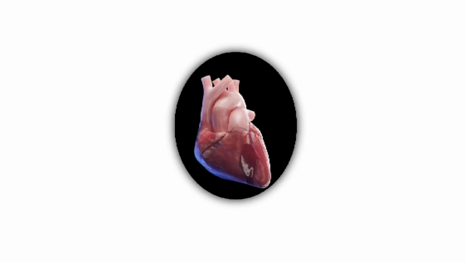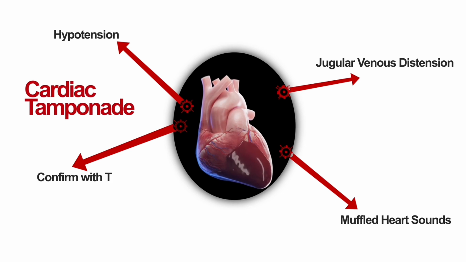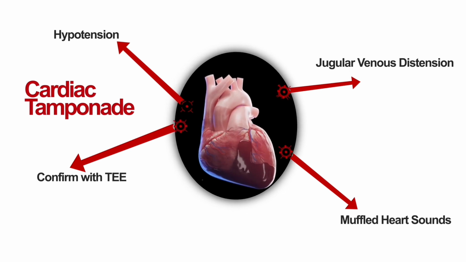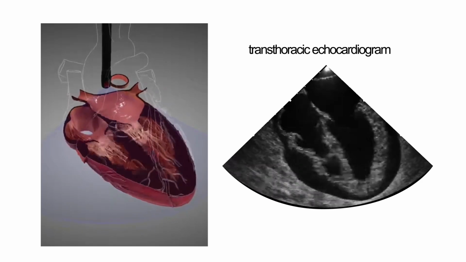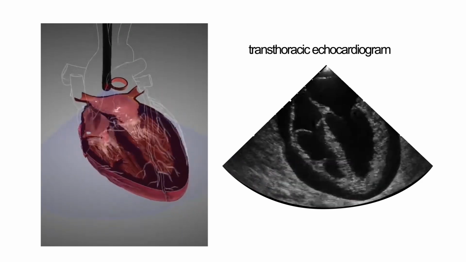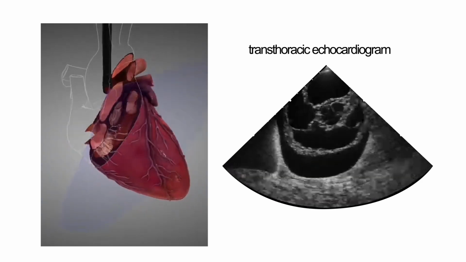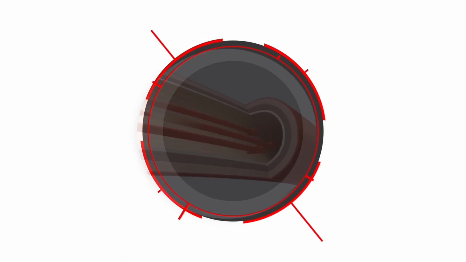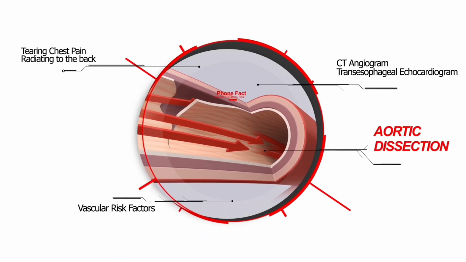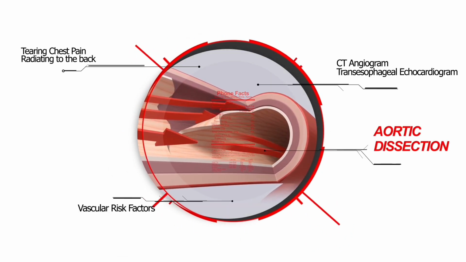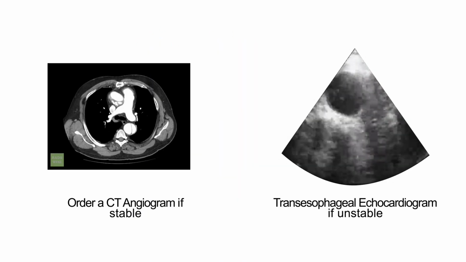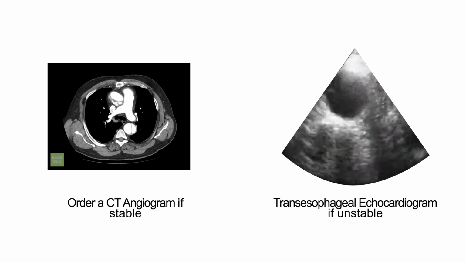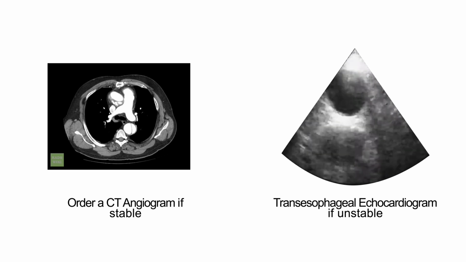For cardiac tamponade, look for hypotension, jugular venous distension, and muffled heart sounds. Confirm with a transthoracic echocardiogram or TTE if suspected. For aortic dissection, identify tearing chest pain radiating to the back and vascular risk factors. Order a CT angiogram if stable or a transesophageal echocardiogram, TEE, if unstable.